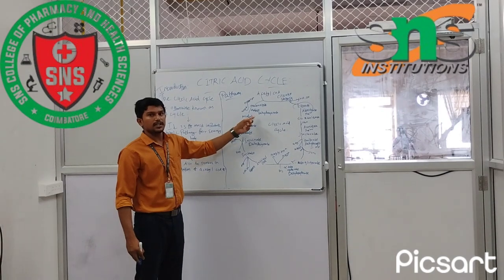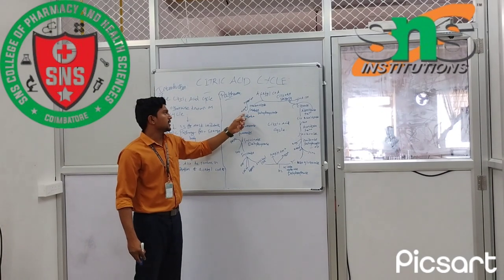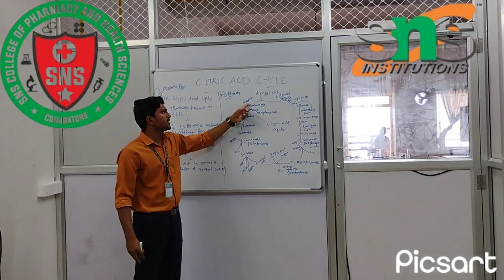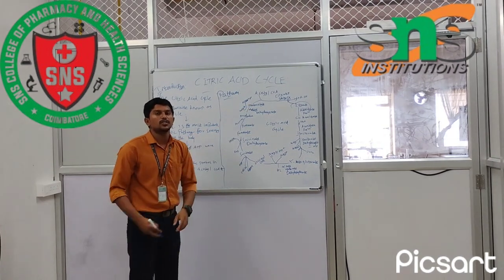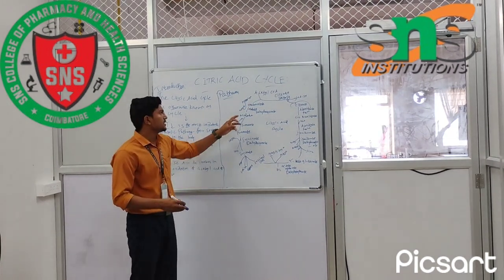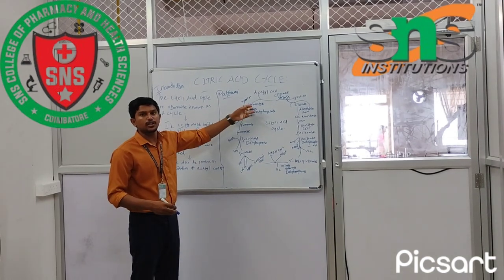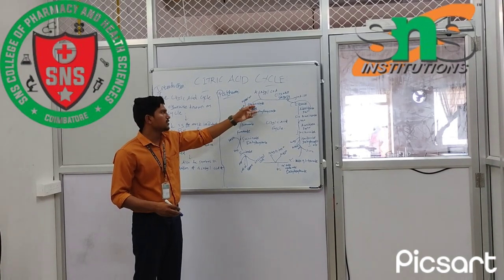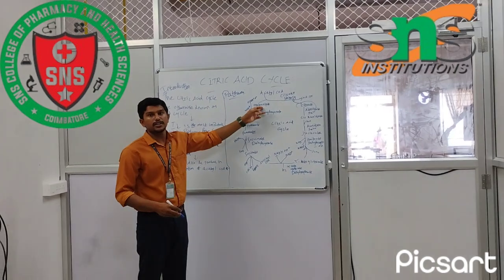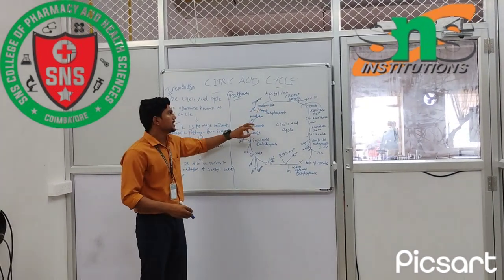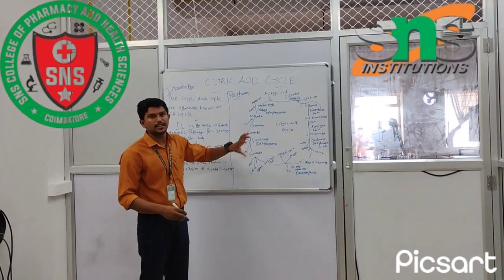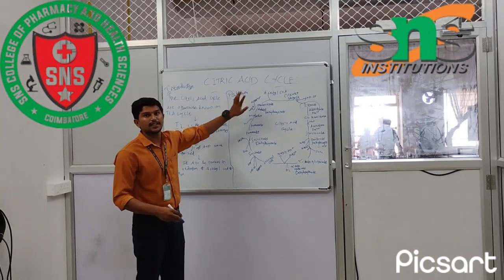And finally, malate is dehydrogenated with NAD plus and NADH. NAD means nicotinamide adenine dinucleotide, and NADH means nicotinamide adenine dinucleotide hydrogen. H means hydrogen. Finally, it forms oxaloacetate. This is the simple pathway we are studying for the concept of the citric acid cycle.